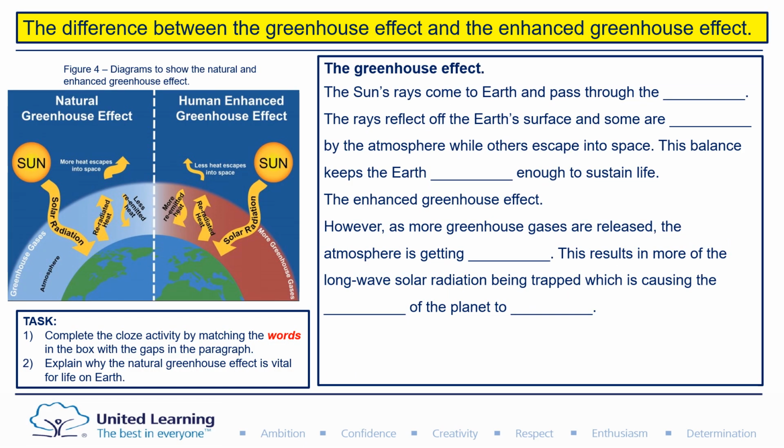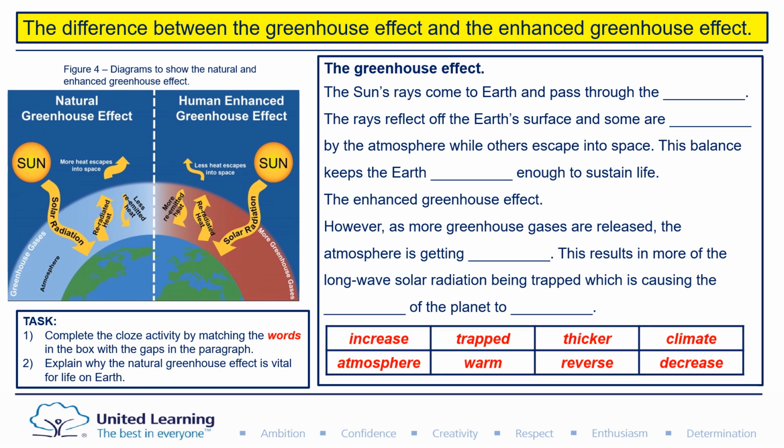Right, so that's just a nice little clip to show you the idea that these greenhouse gases, the CO2, is trapping solar radiation. Right, so what I want you to do for me, guys, is I want you to copy out this paragraph about the greenhouse effect and the enhanced greenhouse effect, and just complete the missing words. Right, pause it here and have a go for me.